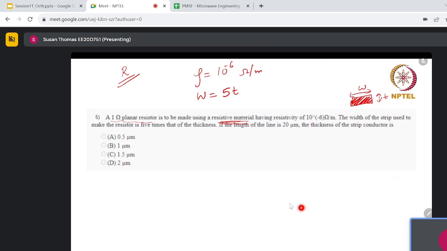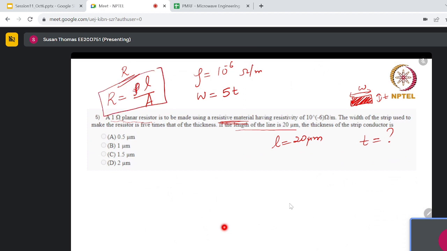Now, what is the question? If the length of the strip line is 20 micrometer, what is the thickness of the strip conductor? So we need to know only one thing. What is that? Resistance is rho L by A. That is a very fundamental equation, where rho is the resistivity, L is the length, and A is the area.